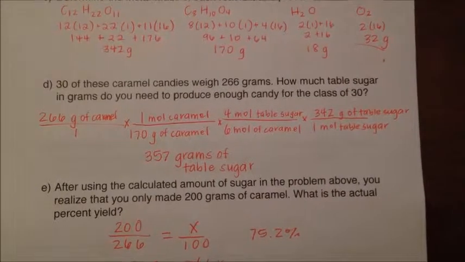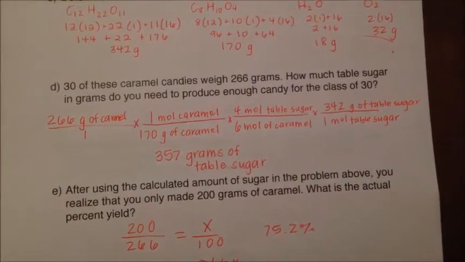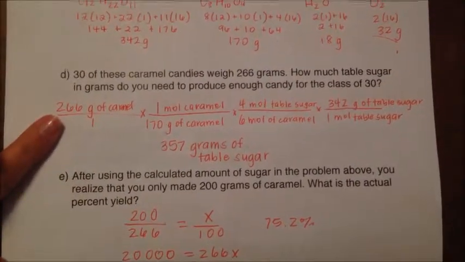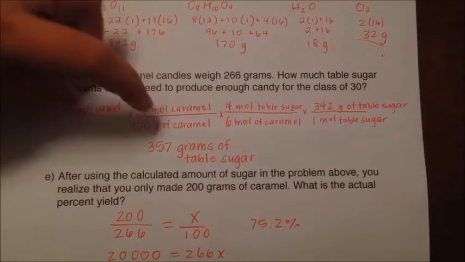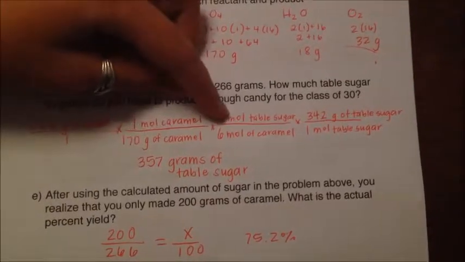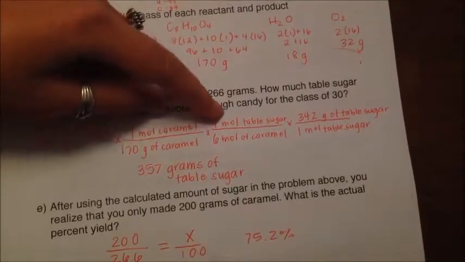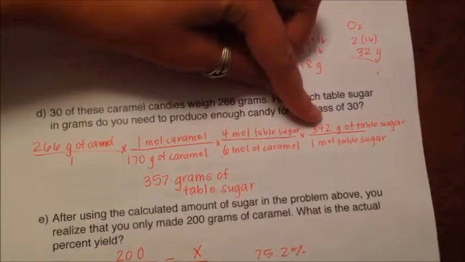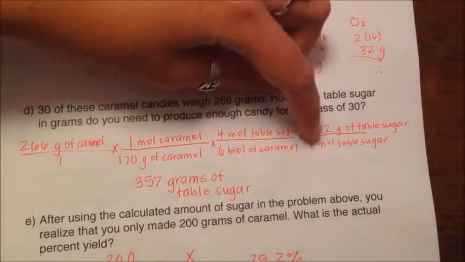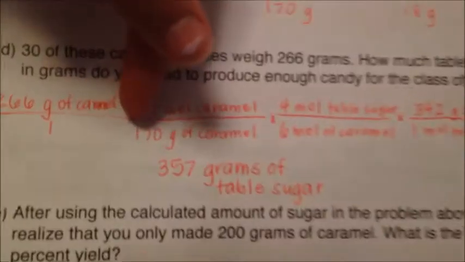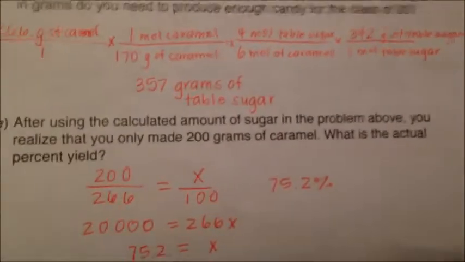30 of these caramel candies weigh 266 grams. How much table sugar in grams do you need to produce enough candy for the class of 30? So you put 266 grams of caramel over 1, and then 1 mole of caramel is equal to 170 grams of caramel. And the ratio in the equation is 4 moles of table sugar to 6 moles of caramel. And 342 grams of table sugar to 1 mole of table sugar. And then when you multiply all of the ones on the top and divide by 170 and 6, the answer is 357 grams of table sugar.